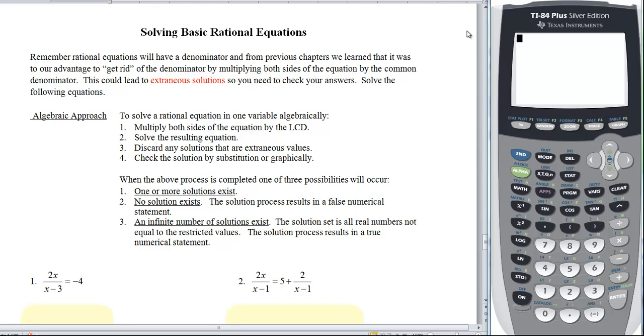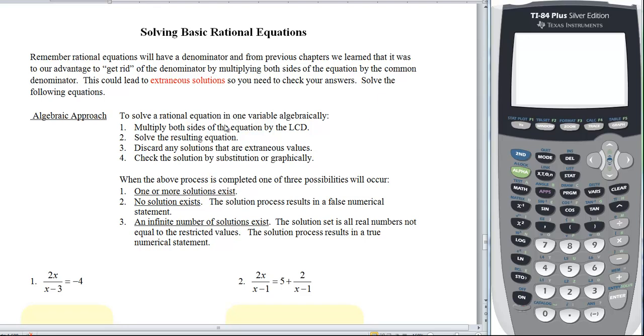Now we're going to solve basic rational equations. Remember, rational equations will have a denominator, and from previous chapters we learned that it was to our advantage to "get rid of the denominator" by multiplying both sides of the equation by a common denominator. This could lead to extraneous solutions, so you need to check your answers. Extraneous solutions mean that these answers work in a modified version, but they do not work in the original.